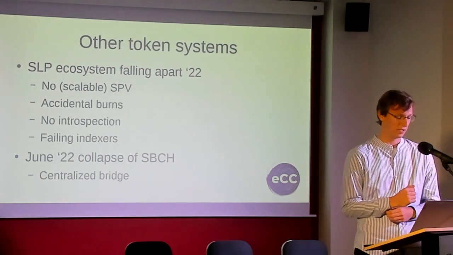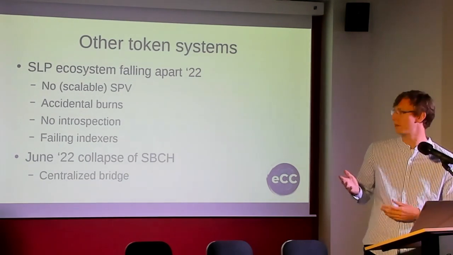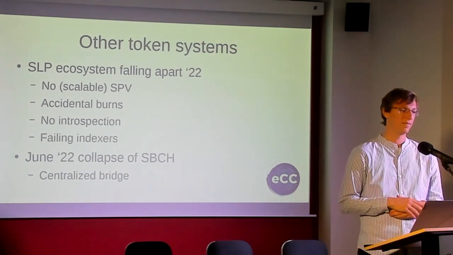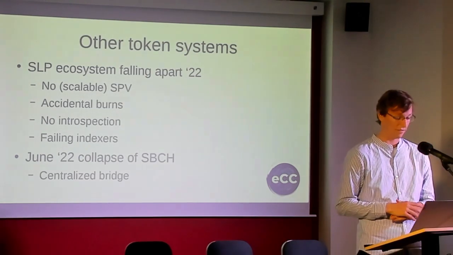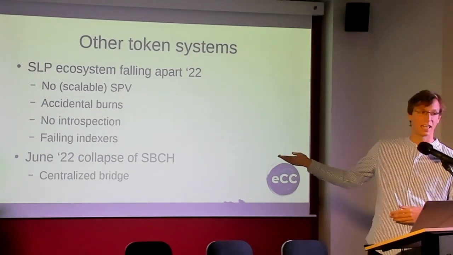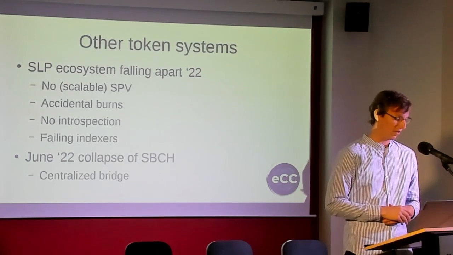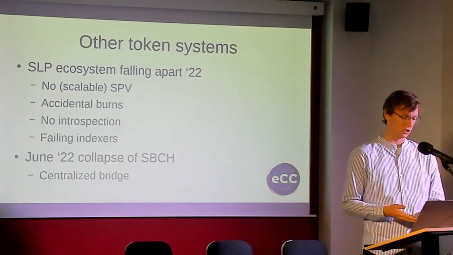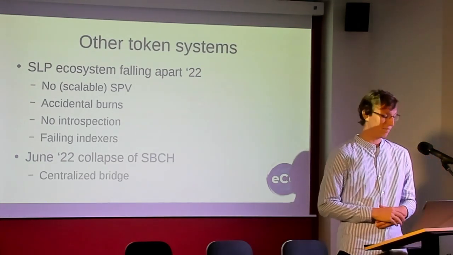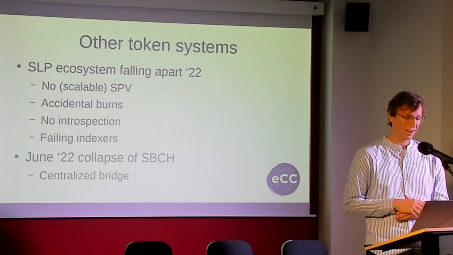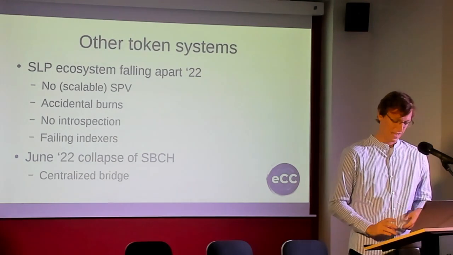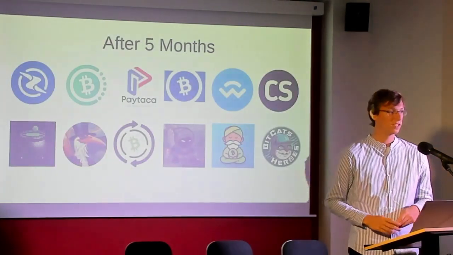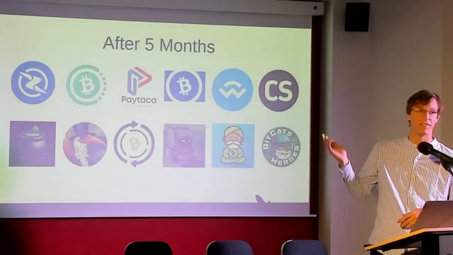I collaborated on the research to improve this bridging mechanism, to have a proper decentralized bridge, but it was hard to implement and it never happened. So unfortunately, this centralized bridge became the downfall of SBCH, so that was in June of last year. So then in Bitcoin Cash, we were pretty much without a token system altogether until CashTokens appeared in May of this year. So May is not that long ago, it's only 5 months.